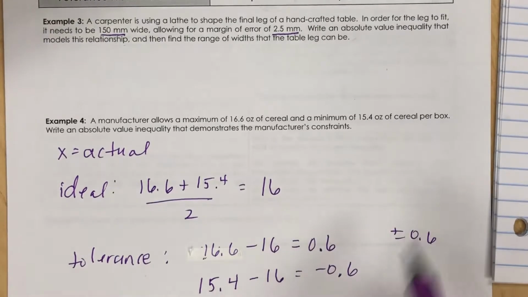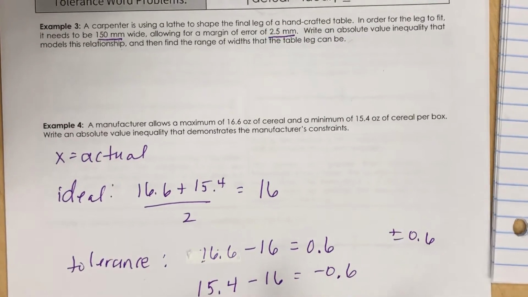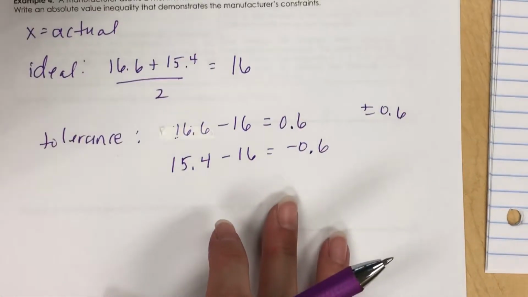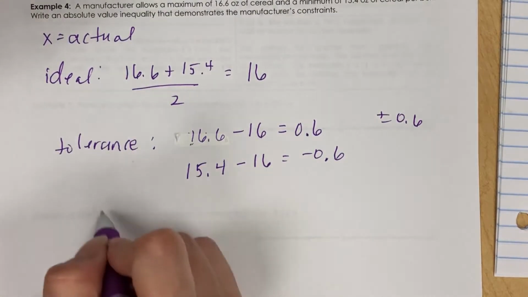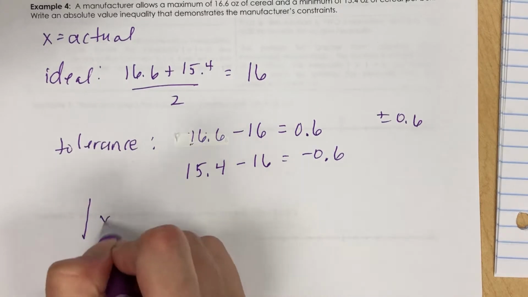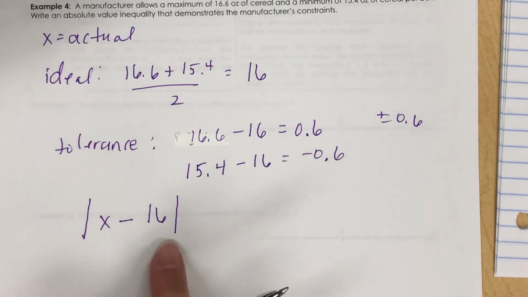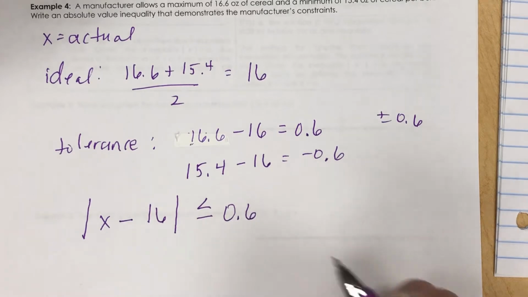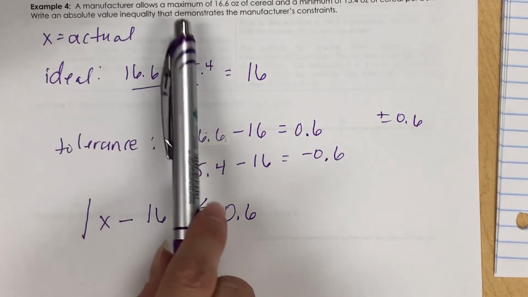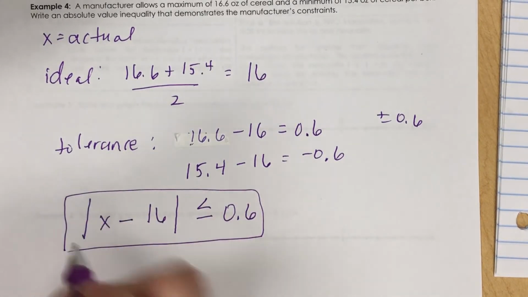So we're going to go to the formula. I'm not going to worry with the plus or minus when I write it in. So I've got absolute value, actual is x, minus ideal is 16. And the absolute value of that difference must be less than or equal to our margin of error, or our tolerance, of 0.6. We were just asked to write the absolute value inequality that demonstrates the manufacturer's constraints. So we've done that, and that's our answer.